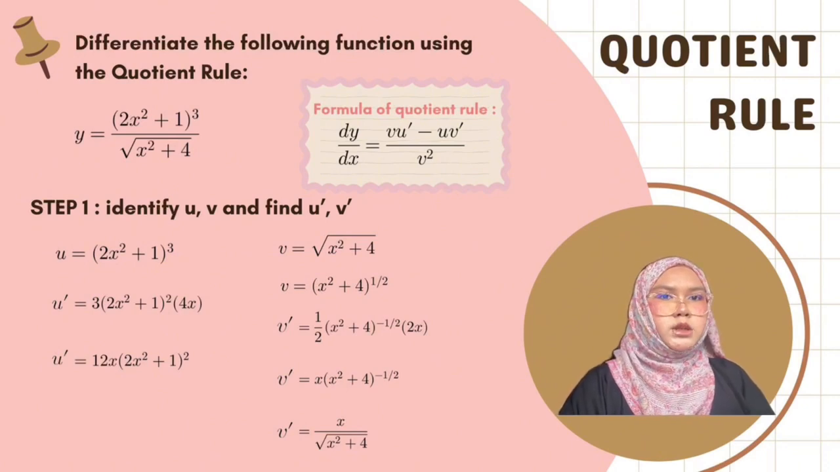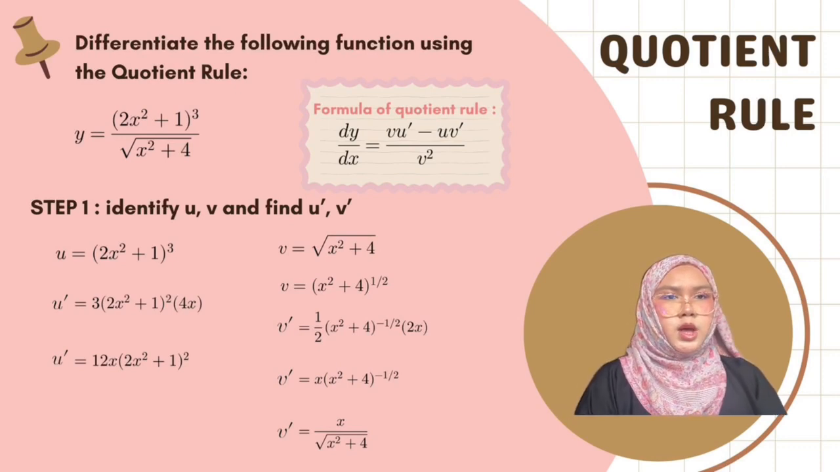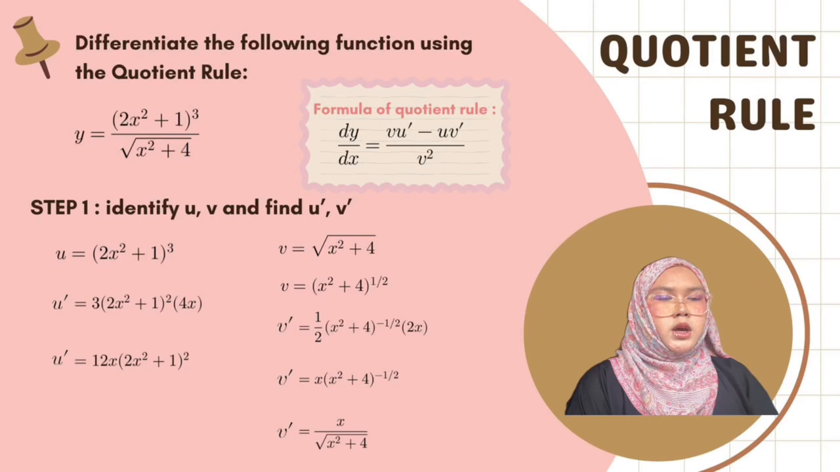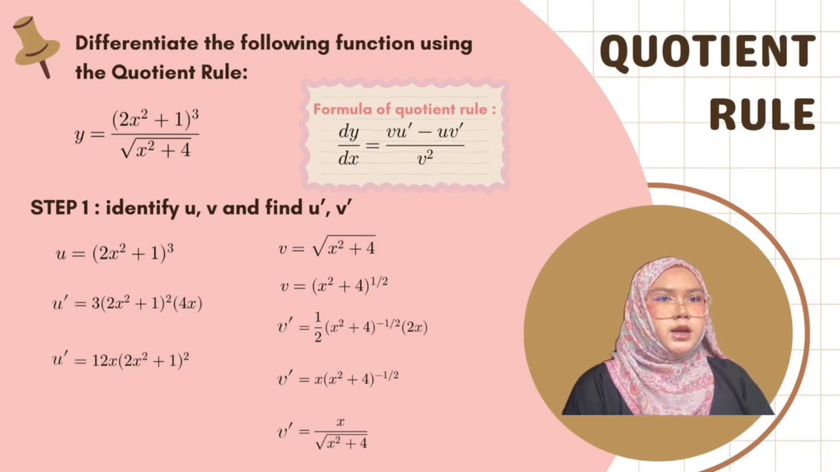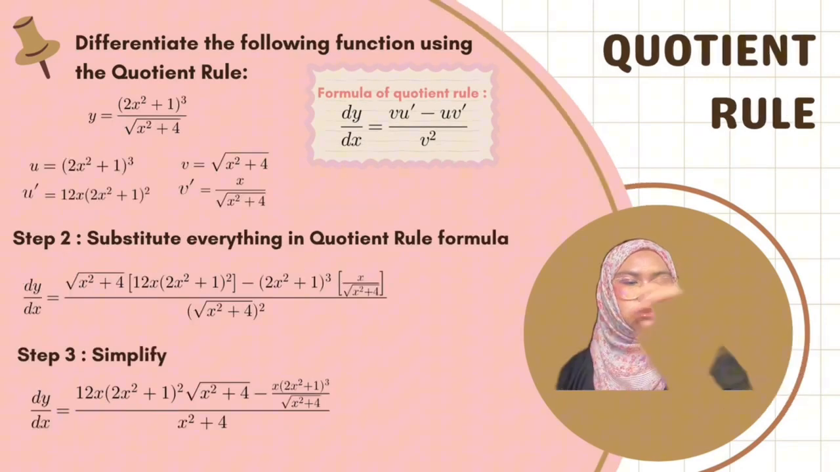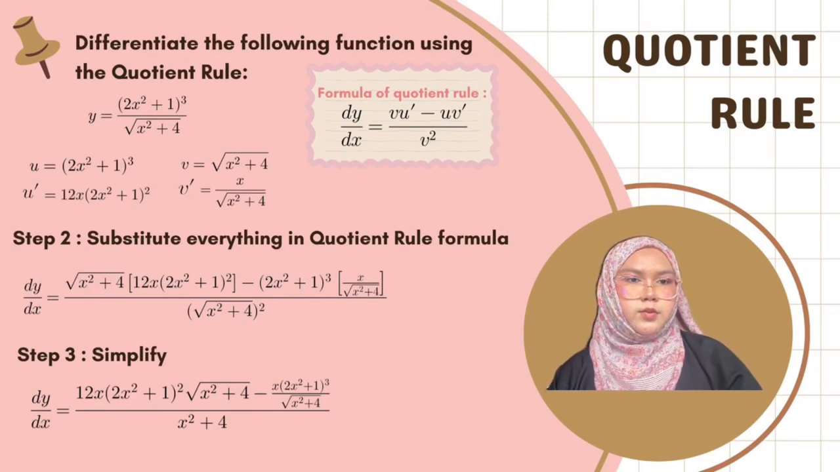So u prime is equal to 2x in bracket (2x squared plus 1) to the power of 2, and v prime equals x over third x squared plus 4. Alright, so we already have all of the information such as u, u prime, v, and also v prime. From that, we can substitute everything into the quotient rule formula. And the next step is to simplify them.